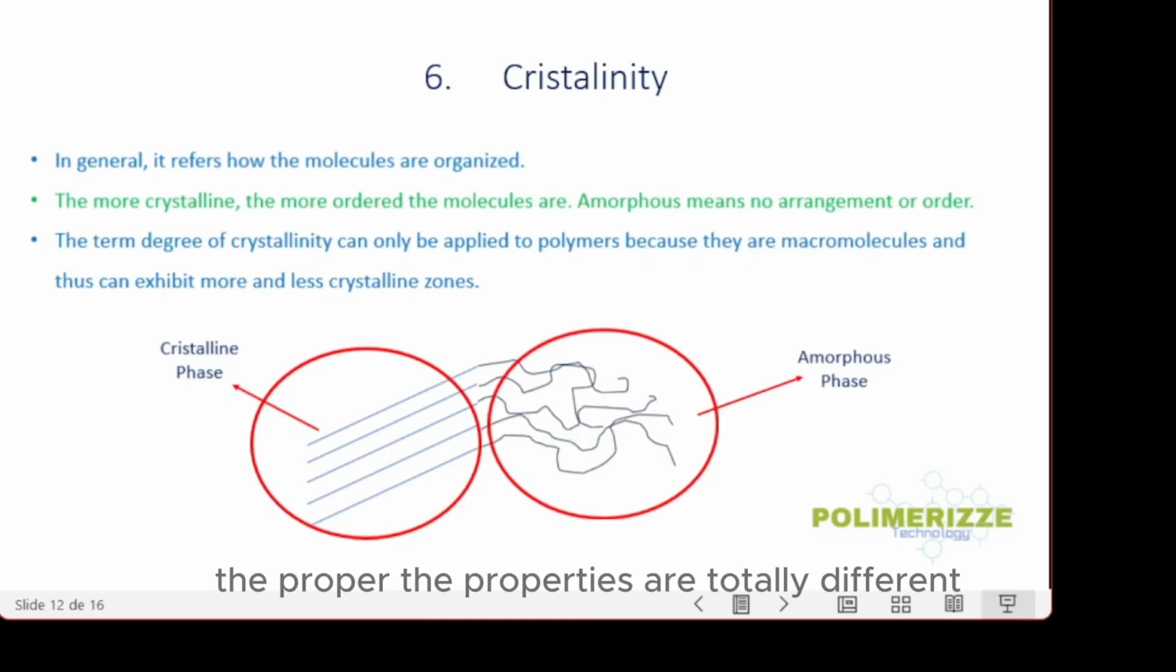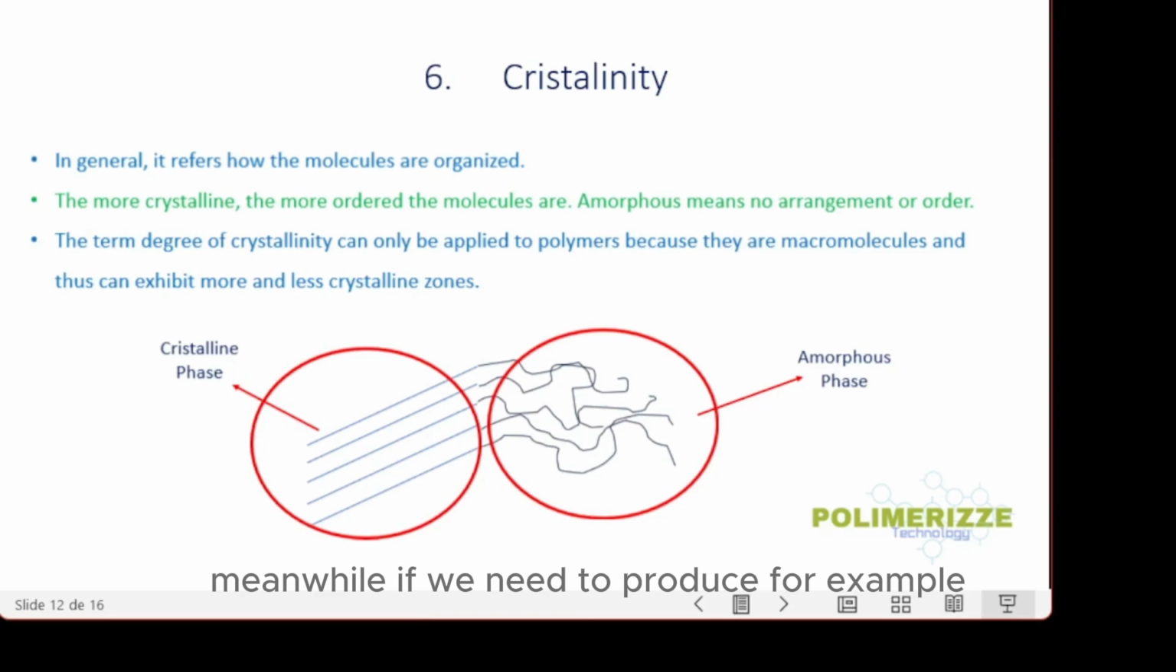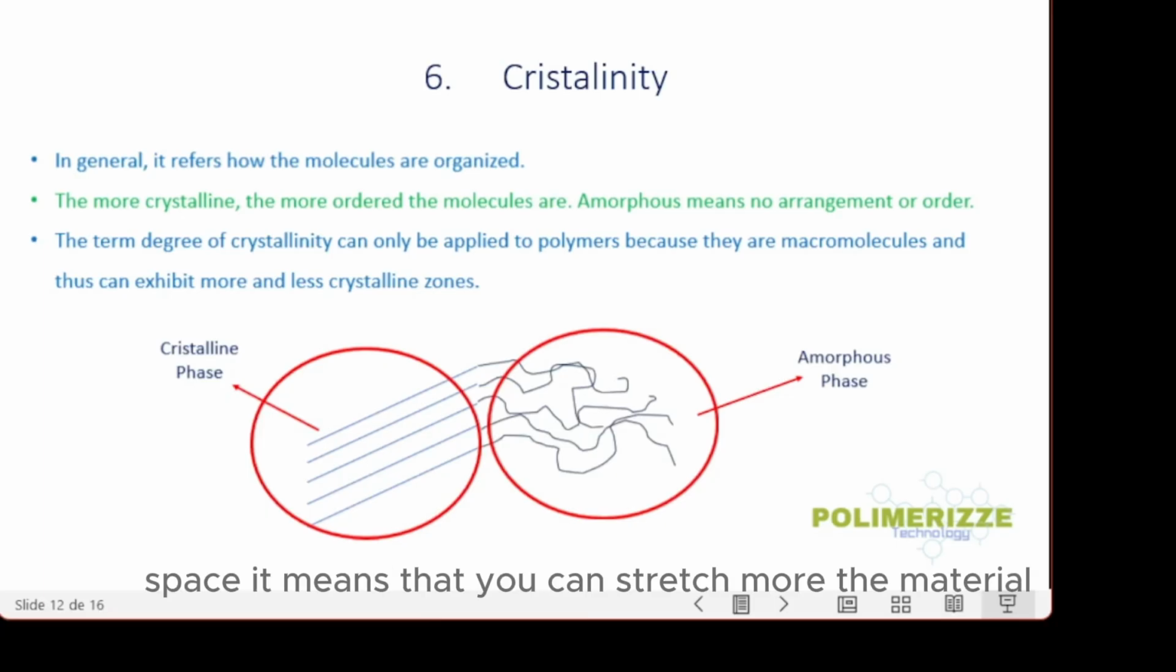The properties are totally different, and also the end use application. For example, if you need an application that requires a higher modulus resistance, then a high density polyethylene, higher crystallinity, might be a better option. Meanwhile, if we need to produce, for example, thermoformed flexible packaging where we need more stretchability, maybe a low density or even a linear low might be more interesting because you have more amorphous phase. And if you have a more amorphous phase, it means that you can stretch more the material.